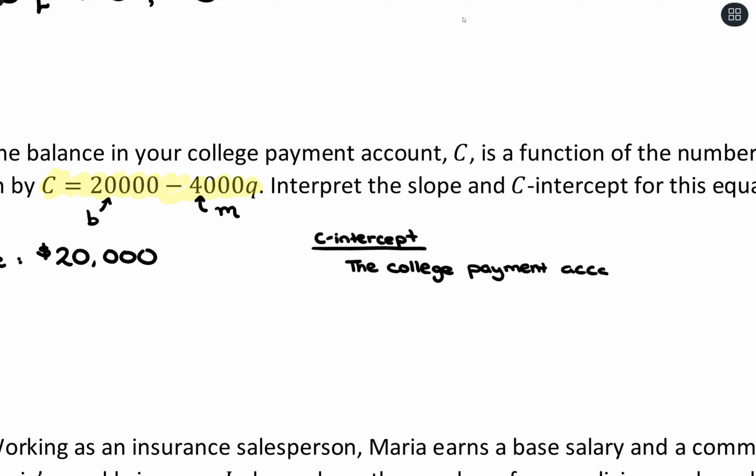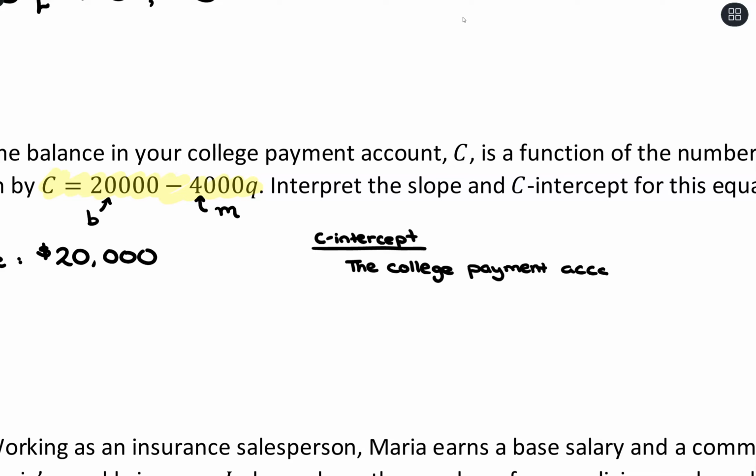Let's take a look at this next case. Working as an insurance salesperson, Maria earns a base salary and a commission on each new policy. So Maria's weekly income, I, depends on the number of new policies she sells during the week. She's going to have some base salary that she's paid no matter what, so that's fixed. And then what's going to change is this commission based on the number of new policies that she sells. So we have our variable part and our fixed part.